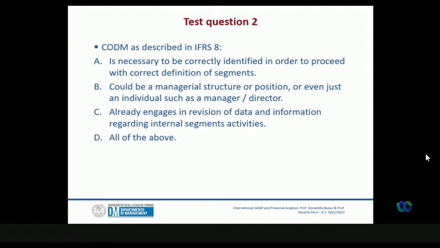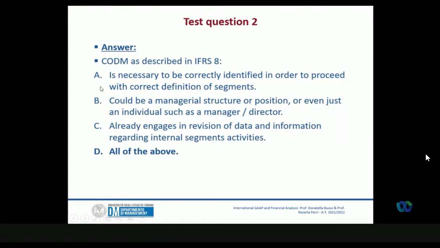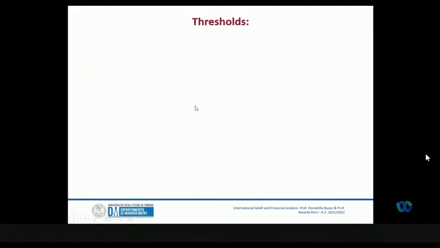Actually, this structure is currently undertaking this task. It is already doing this job, or all of the above. It seems to me, and probably you have the same opinion, that all the information A, B, and C are correct, and that means that alternative D, all of the above, is the correct answer to this question.